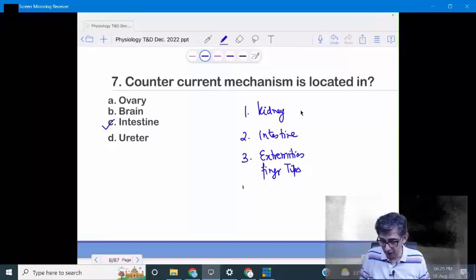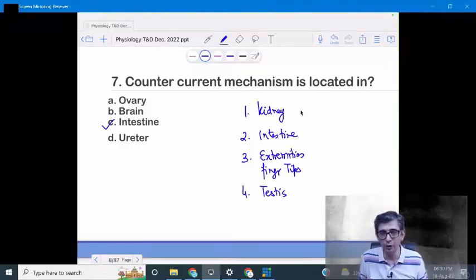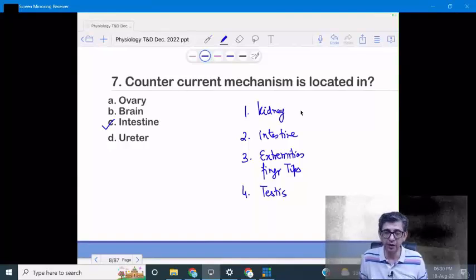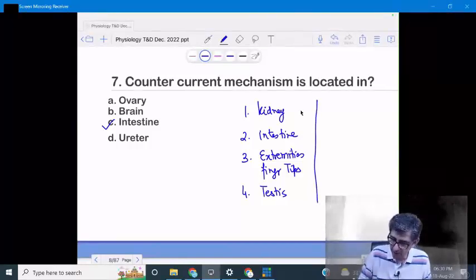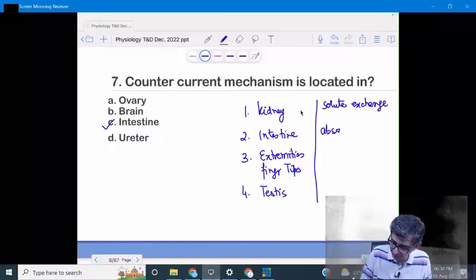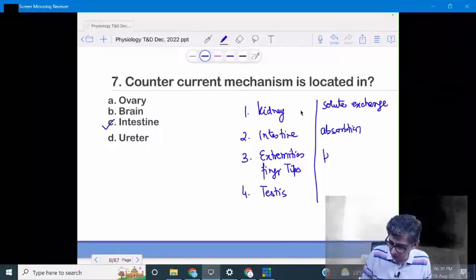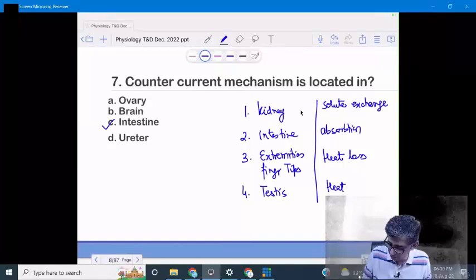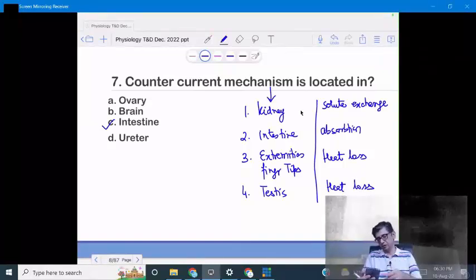Similarly, we also read about countercurrent mechanism in the testes, because the testes should be at a lower temperature as compared to the rest of the body for spermatogenesis. So again, to keep the testes at a lower temperature, the countercurrent mechanism functions. These are the four sites. For the first two, it is solute exchange and absorption of nutrients. And in the last two, it is mainly heat loss, which is the primary reason why the countercurrent mechanism is present. The correct answer for question number 7 turns out to be option number C.